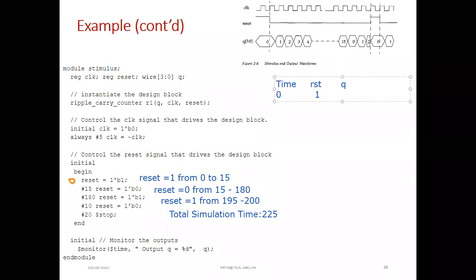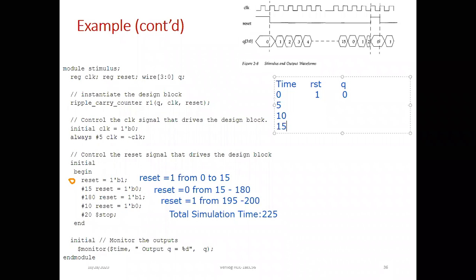When reset is equal to 1, you need to reset, so Q will be 0. Next, after 0 up to 15, correct? Up to 15, the time is 15 here. So what will happen now? You may think I have written directly 15, but the timing will jump every 5. That is the meaning of that, correct?